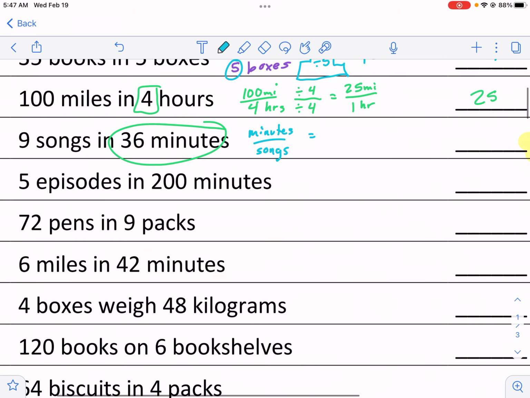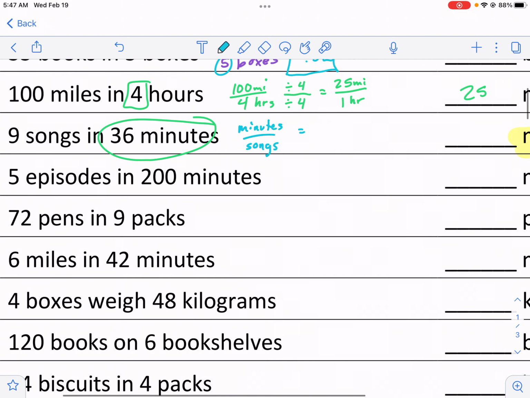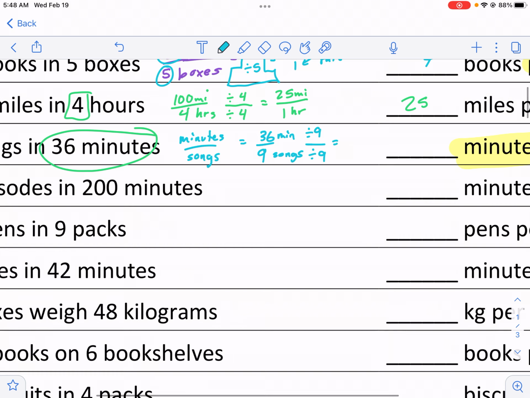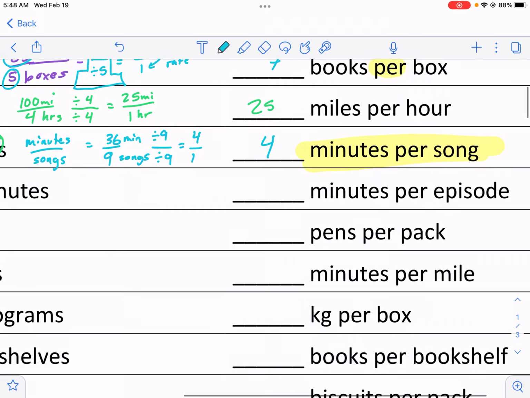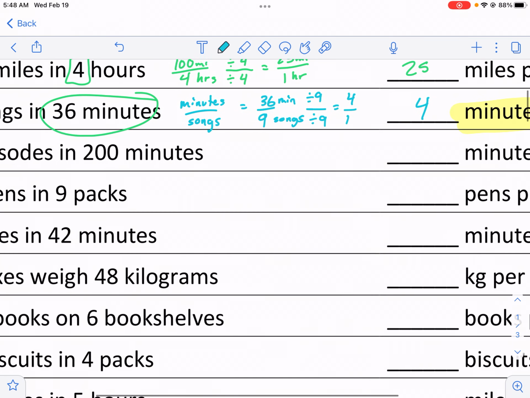So let's start with the units. If we want to get the unit rate correct, we want to make sure we start with the units, which is minutes per song. So the minutes is 36, the songs are 9, and now we can keep going. So minutes, this is songs. Now we're going to divide both the top and bottom by the denominator, which is 9, to get the unit rate, and we get 4 over 1, so 4 minutes per song. That makes a little bit more sense than what we had before.